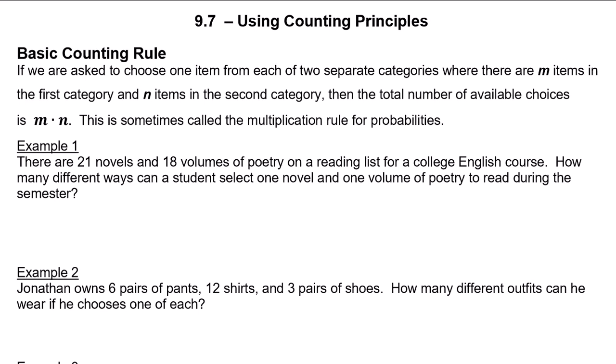Counting principles. A basic counting rule states that if we're asked to choose one item from each of two separate categories, and there are M items in the first category and N items in the second category, then the total number of choices is given by M times N. This is sometimes called the multiplication rule for probabilities.